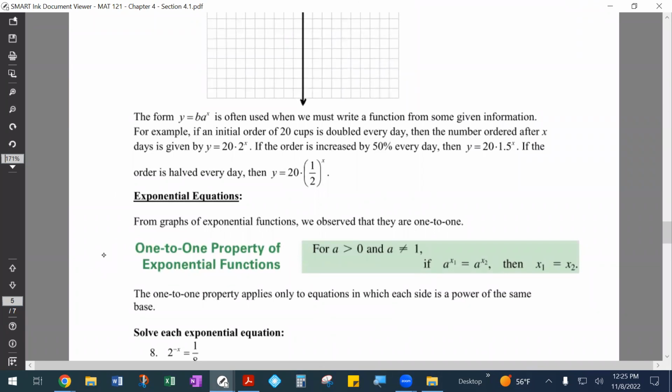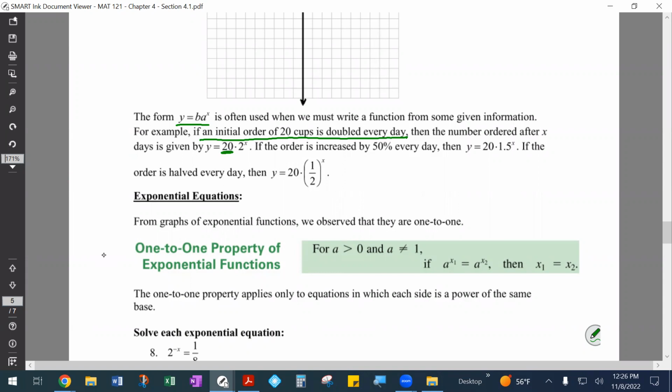Oh, this one over here is just talking about that shrinking, stretching factor in front of your function. So that's that b variable. So they are saying we sometimes use this general form of b multiplied by the base a to the x. They're saying this form is often used when we must write a function from some given information. So here, we're just talking about, okay, what if we had an initial order of 20 cups that is doubled every day, then the number ordered after x, and x is representing the number of days.